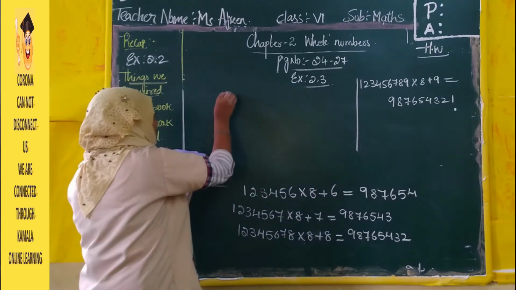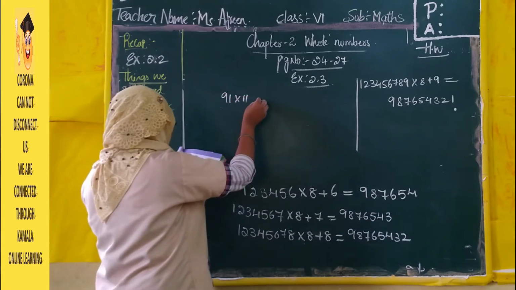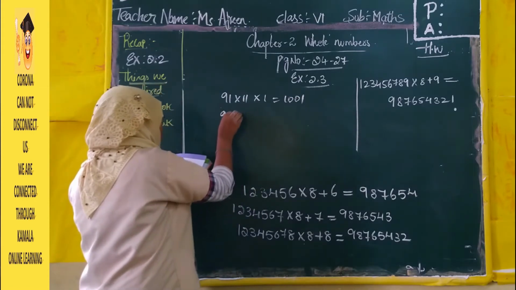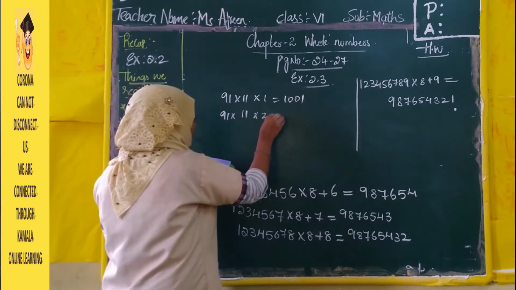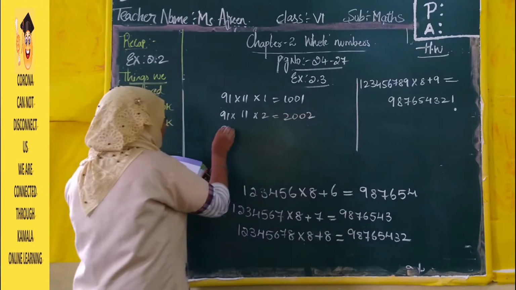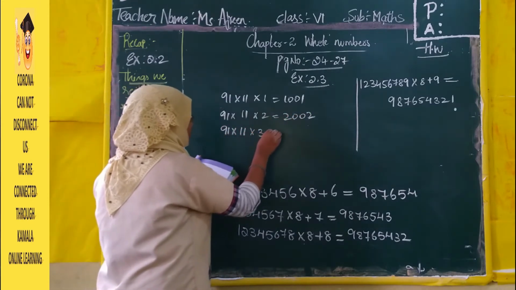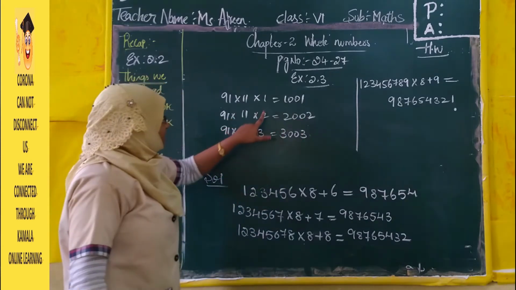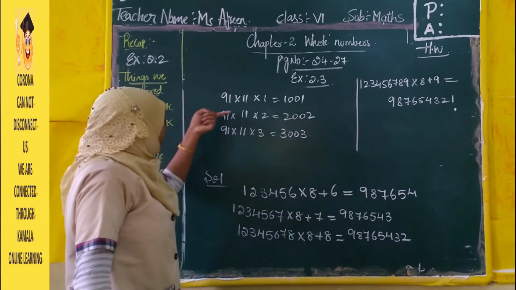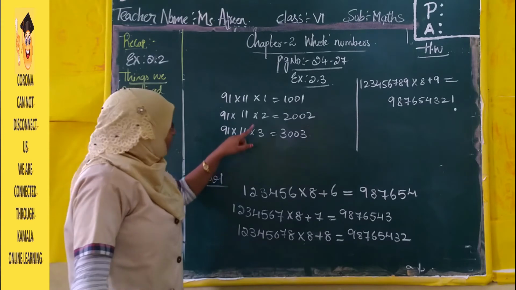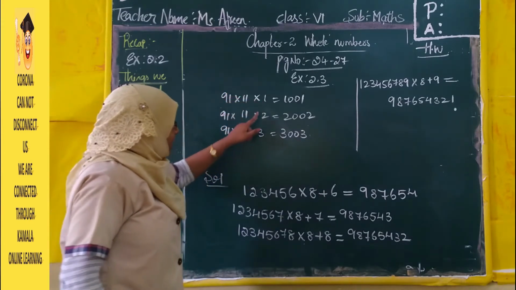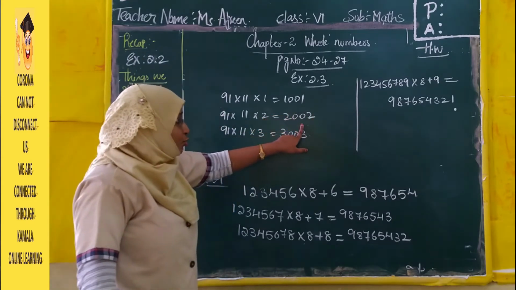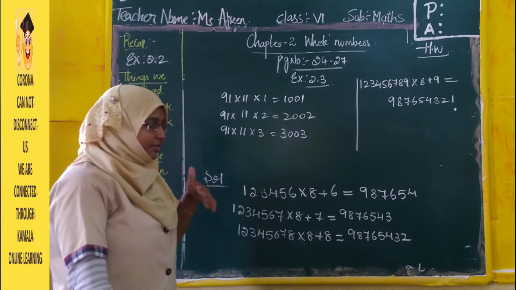See, 91 into 11 into 1 is 1001. 91 into 11 into 2 is 2002. 91 into 11 into 3 is 3003. So if you see, the pattern is increasing by 1. On the left side it is 91 into 11, 91 into 11, 91 into 11, but here it is 1, 2, 3. As we are increasing the number here, on the RHS part also, here it is 1000, here it will be 2000, 3000. So the next number will be 4000.